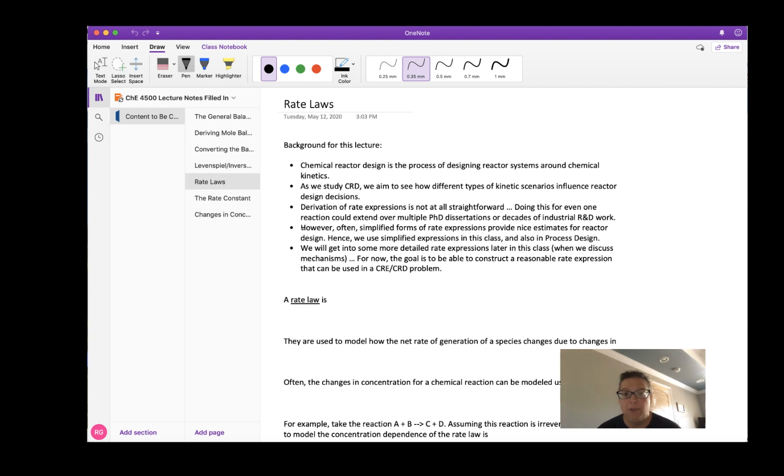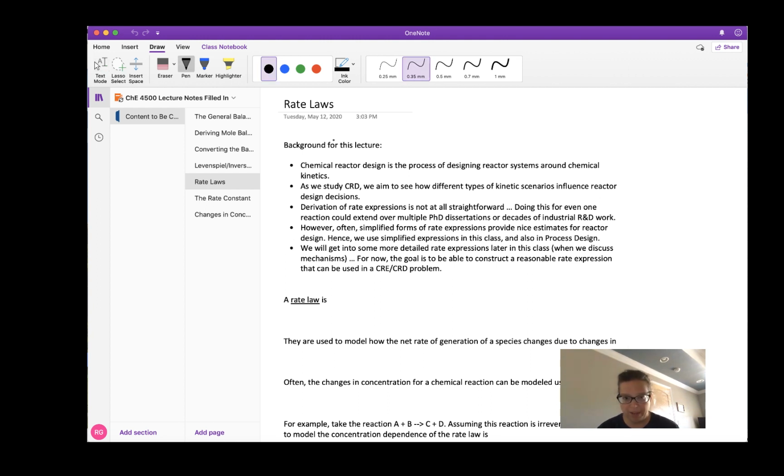Often simplified forms of the rate expressions, the ones that we use, provide nice estimates for reactor design. So you'll see this in this class, and you'll also see it when you take process design. We'll get into some more detailed rate expressions later in this class, specifically when we study catalysis. We'll get a taste of how the rate expressions that we see are developed based on mechanisms. Even when we do that, the mechanisms that we will look at will be very simplistic, and they are also being used as surrogates for the actual models and work that goes into deriving mechanisms and rate laws.